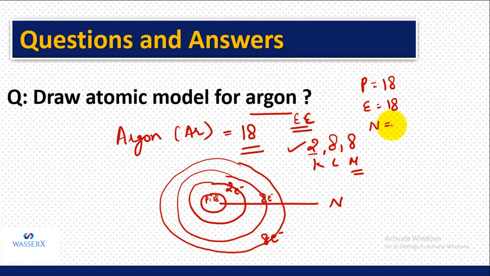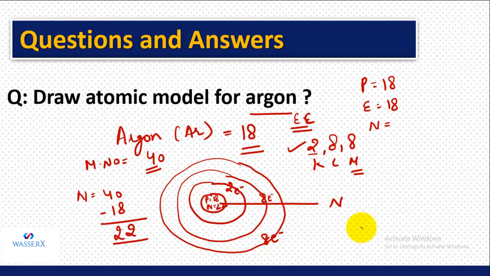And what about the neutrons? For writing the neutrons, we need to remember the mass number. So mass number for argon is 40. So that means neutrons in it is 40 minus 18, which comes out to be 22. So neutrons are 22. So this is how you're going to draw atomic model for argon.